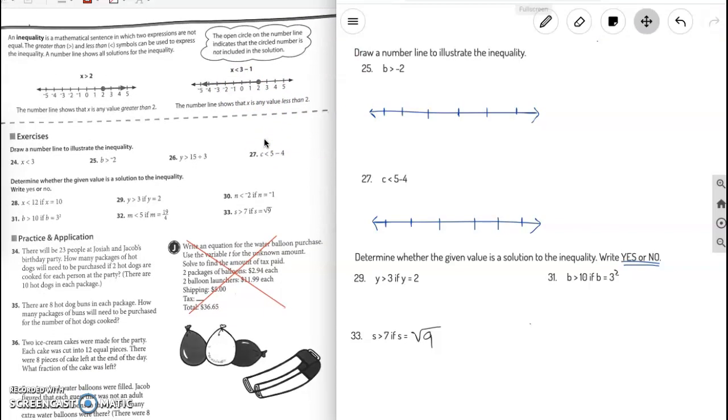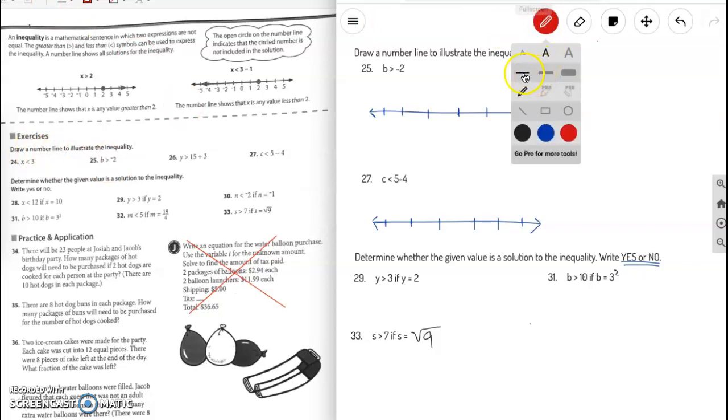Could be confusing, but if we actually practice it, it will help us understand it better. So let's go ahead and try the exercises. Draw a number line to illustrate the inequality. Cool. Number 25. b is greater than negative 2. So all the numbers that are greater than negative 2, we need to show in this number line.